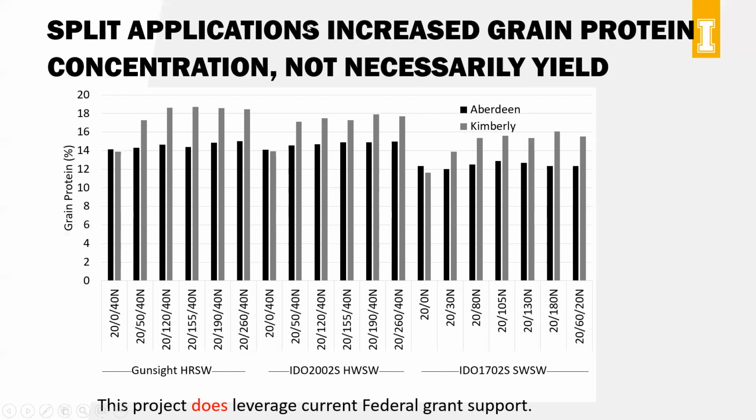The high protein concentration values at Kimberly are likely due to the combined effect of nitrogen fertilization at late tillering and water and heat stress. Additional years of research should help provide greater evidence if split applications can be used to improve yield and grain quality for southern Idaho conditions.